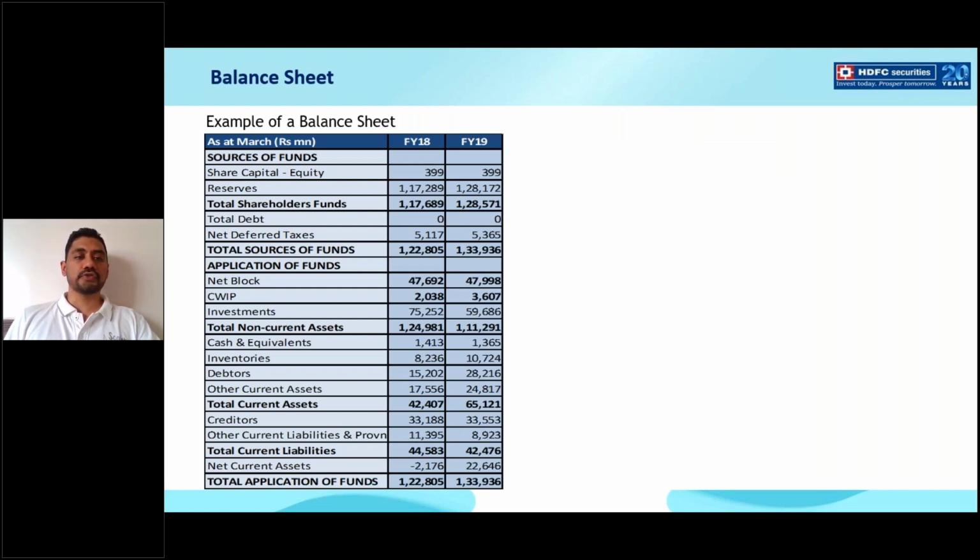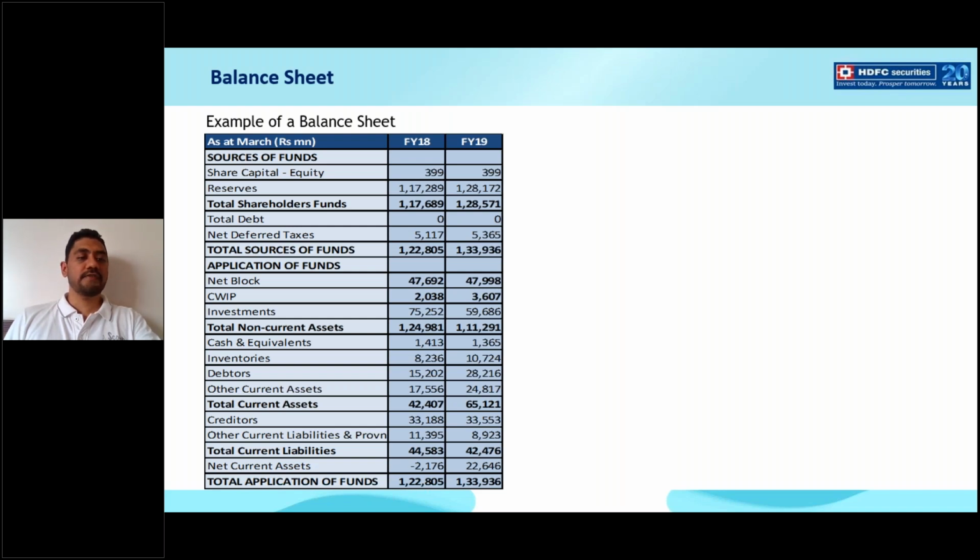First of all, we have sources of funds, which are basically the shareholder funds, which include the capital which has been subscribed by the shareholders, and the retained earnings, which are the reserves of the company. And then we have the borrowings of the company. So these are basically the sources of funds through which the company gets cash to invest in its operations. And on the other side, these are basically the liabilities of the company.